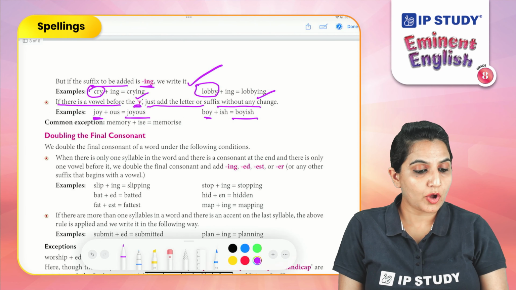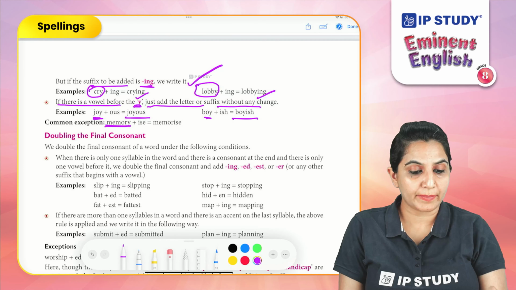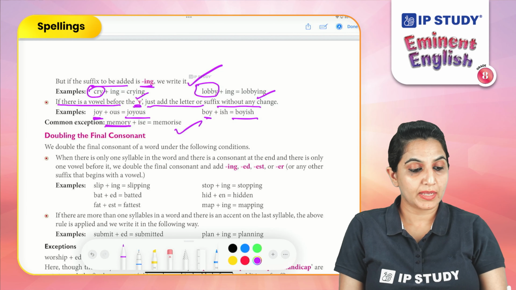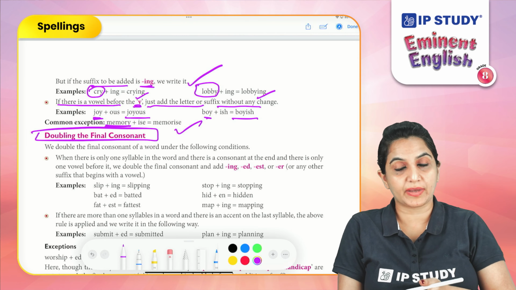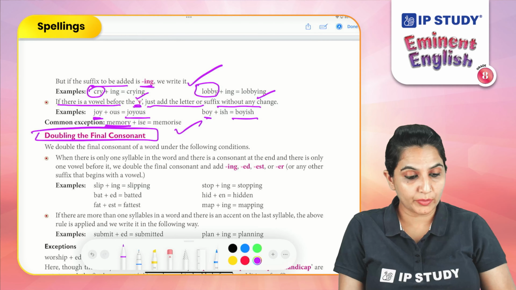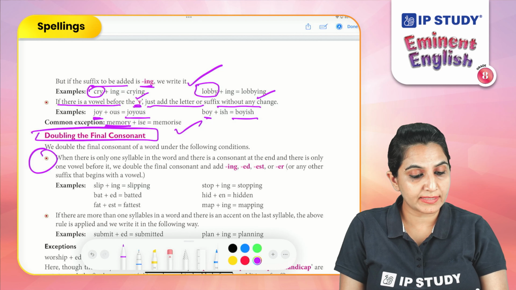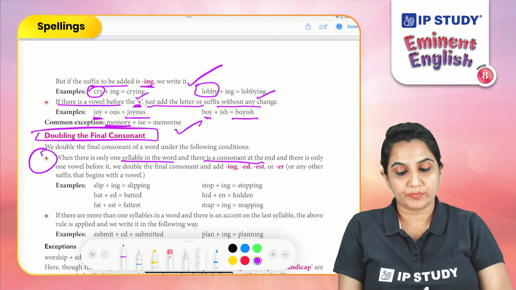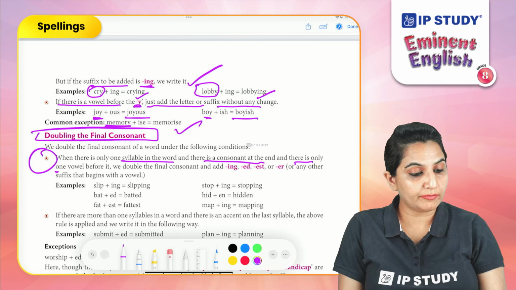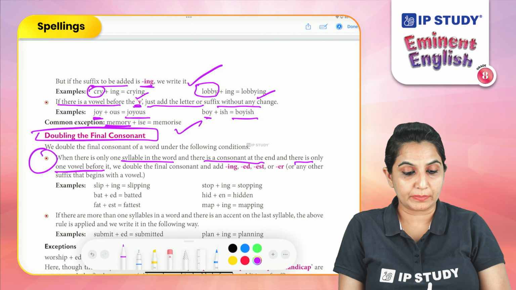A common exception is memory. Memory becomes memorize. Doubling the final consonant. There are some words where we double the final consonant. And when do we do that? When there is only one syllable in the word, a consonant at the end, and only one vowel before it, then we double the consonant.